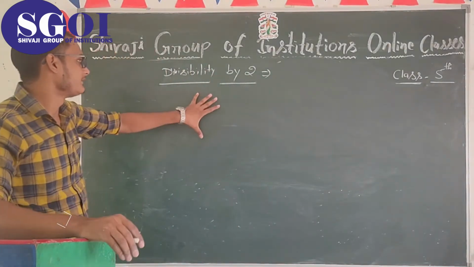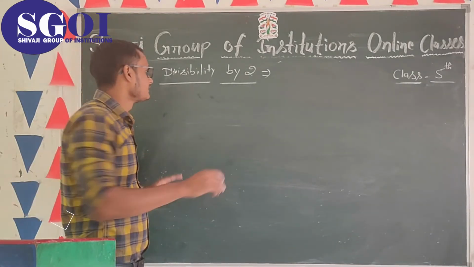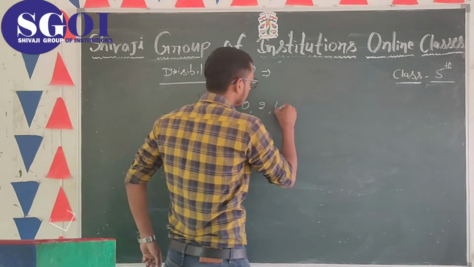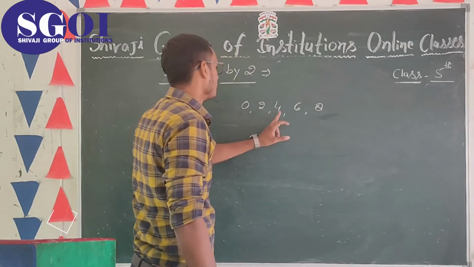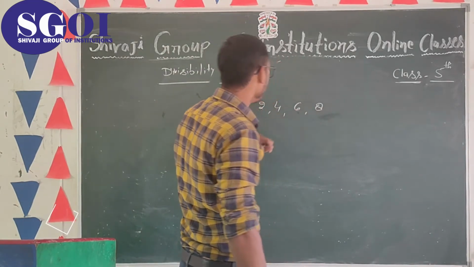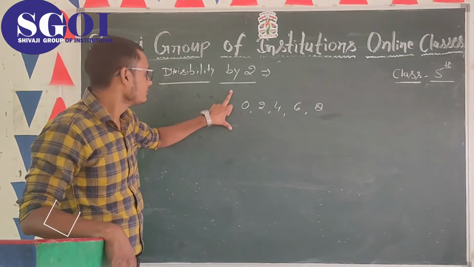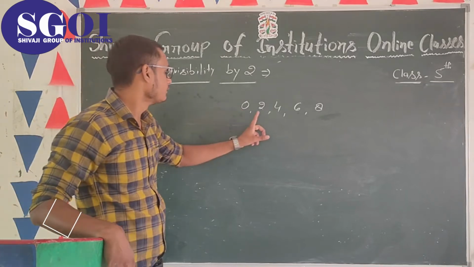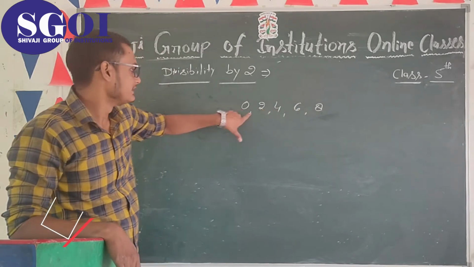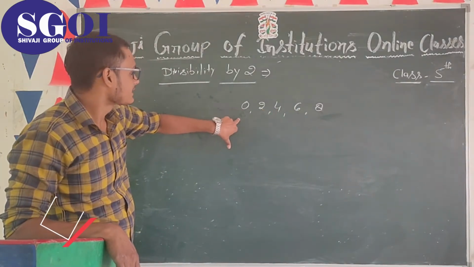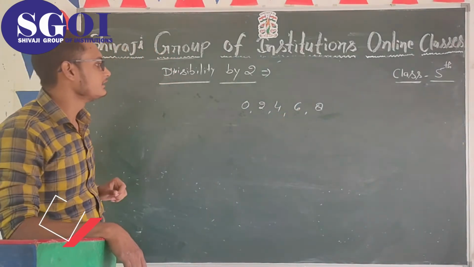Any number is divisible by 2 if in its ones place there is 0, 2, 4, 6, or 8. If the ones place has 0, 2, 4, 6, or 8, then the number is divisible by 2.